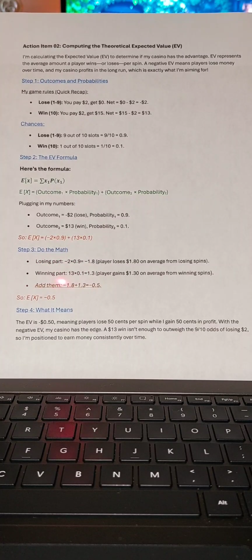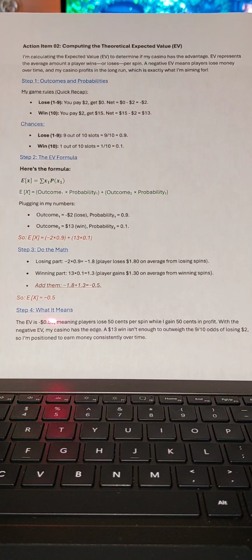Step 3, do the math. Losing part: negative 2 times 0.9 equals negative 1.8. Player loses $1.80 on average from losing spins. Winning part: 13 times 0.1 equals 1.3. Player gains $1.30 on average from the winning spins. Add them: negative 1.8 plus 1.3 equals negative 0.5. So expected value is negative 0.5.